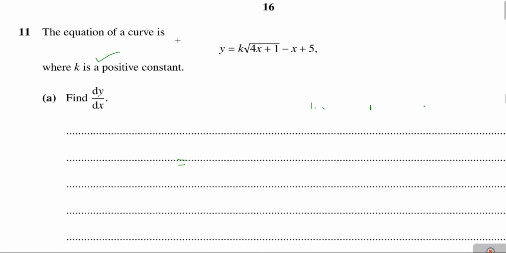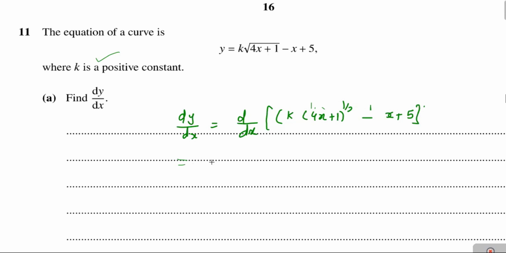Question 11. The equation of the curve is y equal to k into square root of 4x plus 1 minus x plus 5. Now we write it as y equal to k into 4x plus 1 power 1 over 2 minus x plus 5. We take the derivative on both sides. Now dy over dx will be equal to d over dx of k into 4x plus 1 power 1 over 2 minus x plus 5.